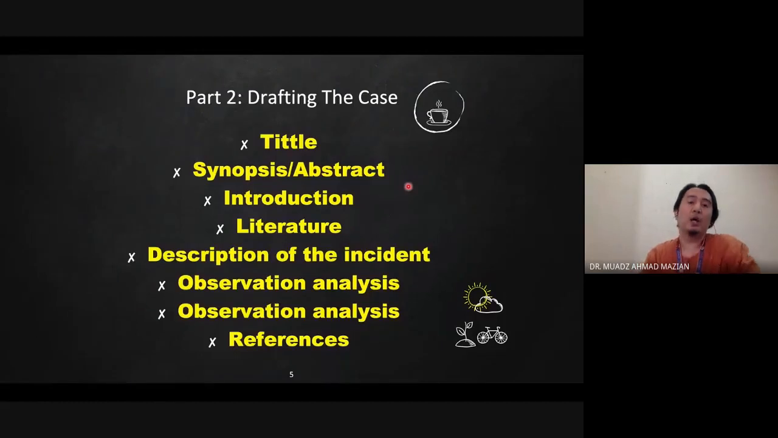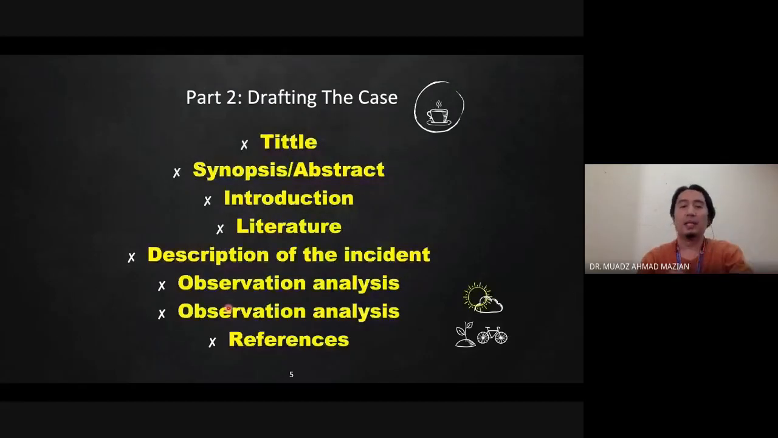Okay, so now we go into part 2, which is drafting the case. This is basically what I referred to in your rubric. There must be a title, synopsis, abstract, introduction, literature, description of the incident, observation, analysis, there are two, and then references. Actually, the style of writing a case study is different from person to person. It doesn't have one specific format.